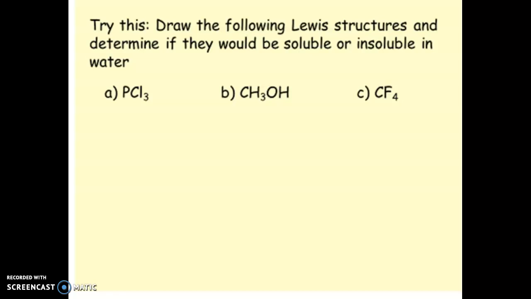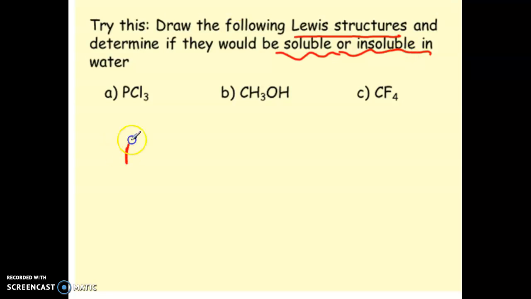Okay, so give this a try. I want you to draw the Lewis structure. We haven't done this in a while, but I want you to draw the Lewis structure, and then after, you're going to tell me, is that substance soluble or insoluble in water?